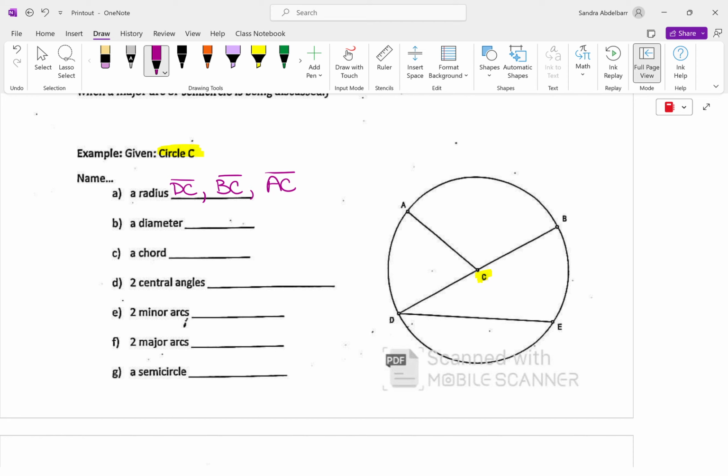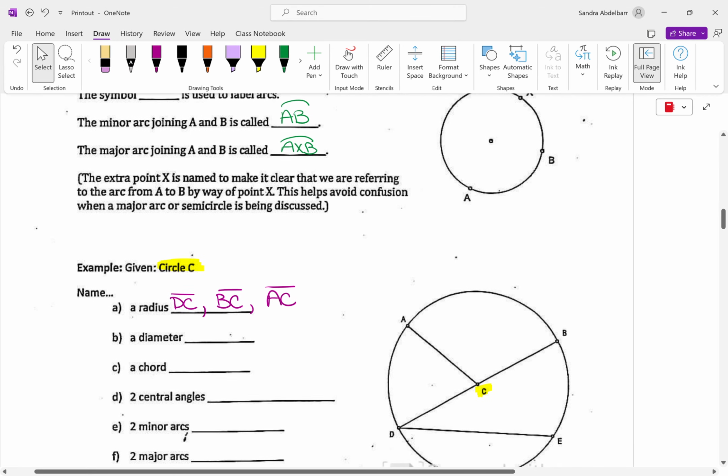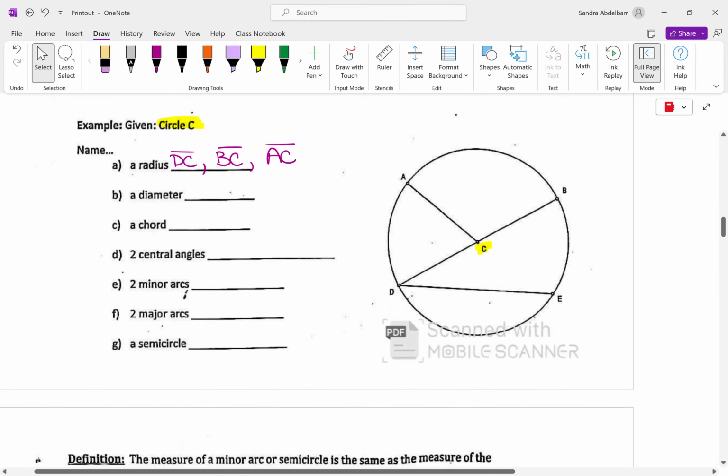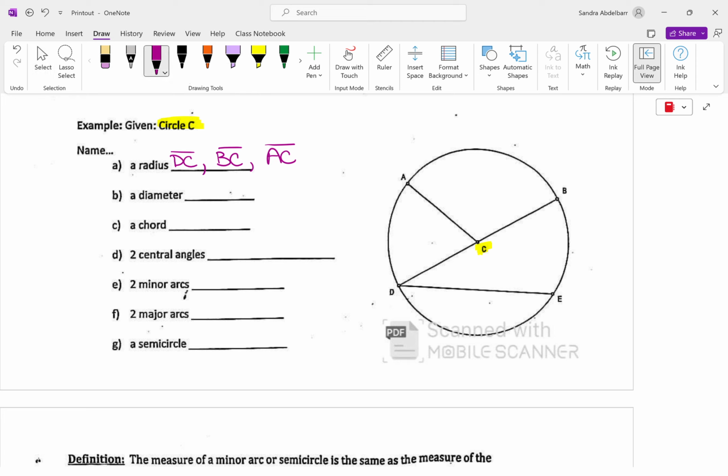Right, a diameter. Now remember, a diameter is a chord that goes through the center of the circle. So looking here, how many diameters do we have drawn in? Everybody show me with your fingers. 1. Good. All right, we only have 1 diameter. What's the name of this diameter? DB.